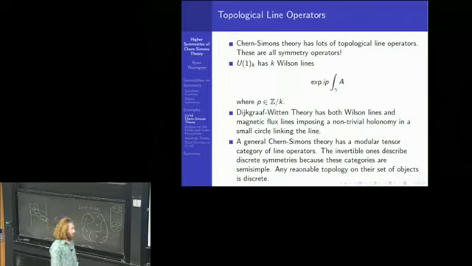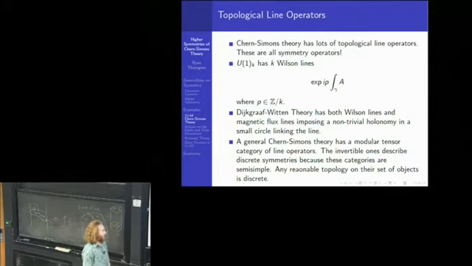Right, so U(1) level K has K electric operators, these charges. They're Wilson lines. They are insertions in the path integral of something like this. P is only defined in Z mod K. Because of the Chern-Simons action, you can cancel this with P equals K by a large gauge transformation.